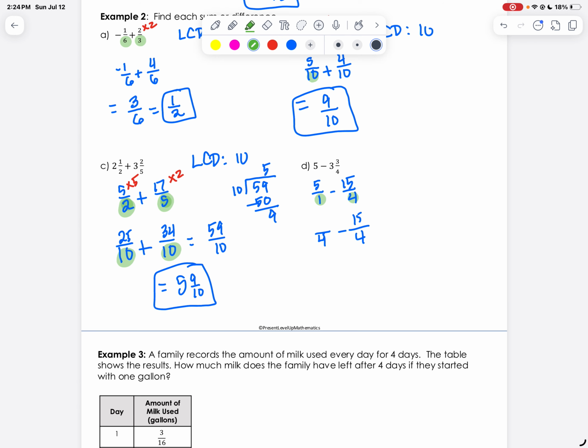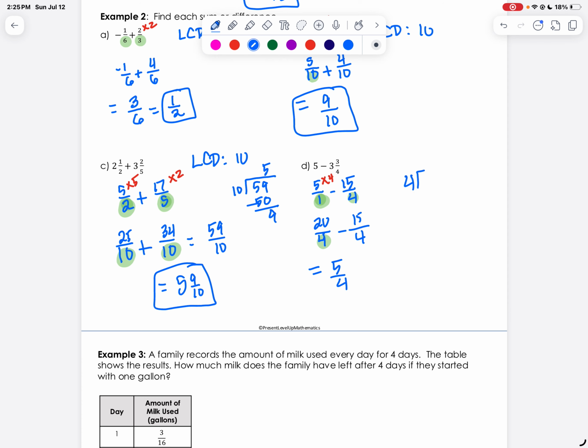So look at your denominator, 1. What would you have to multiply 1 by to turn it into a 4? Well, hopefully you said you'd have to multiply it by 4, which means you'll have to multiply the top by 4. So 5 times 4 is 20. So now we can take 20/4 minus 15/4, which would be 5/4.